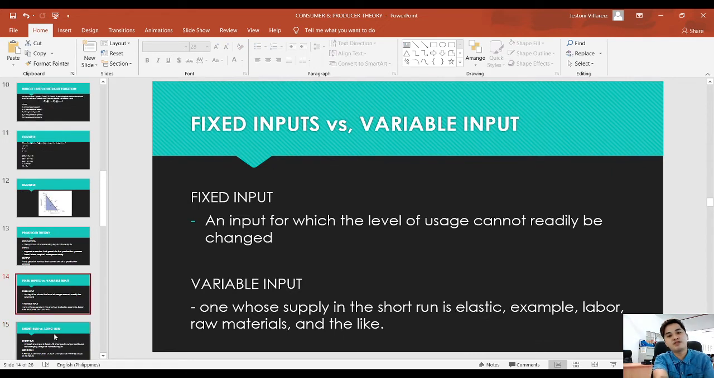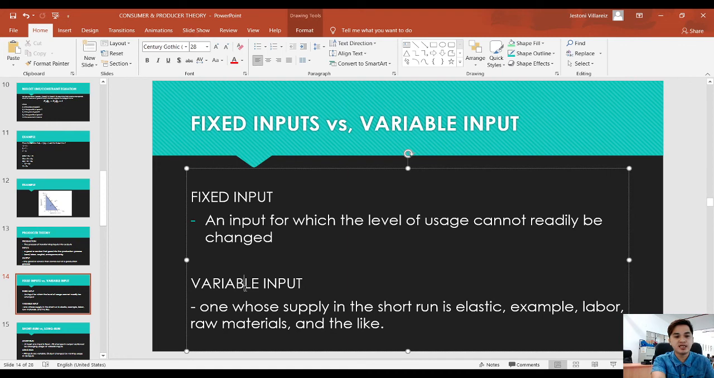All right, now we have two types of inputs. We have the fixed input and the variable input. Now when we say fixed, it means that these types of inputs cannot be changed right away. Example for this is machine or land or building. It means that dili mo siya ma-change abruptly because it takes time. For example, in expanding your production process, you have to expand your building. It would take you several months to construct another factory or building, or maybe employing a new land.